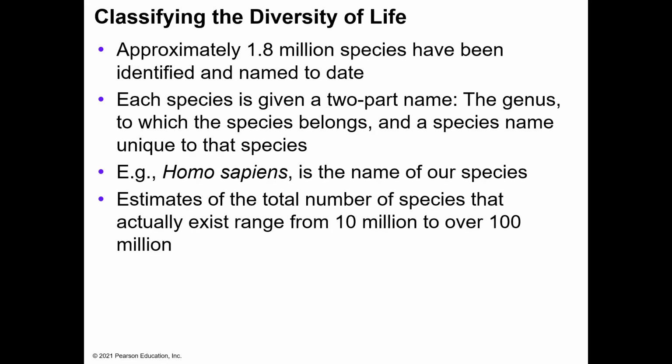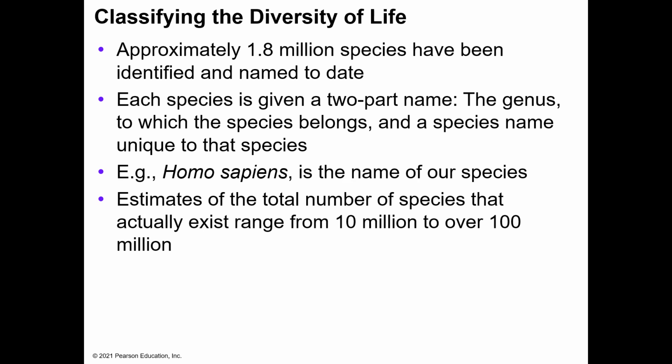So life on the planet is very diverse. Approximately 1.8 million species have been identified and named to date. I'll let you guys know around 450,000 of those are plants alone. Each species is given what we call a two-part name, just like for most of us, we have a two-part name. The genus, to which the species belongs, and then the specific species name, which is unique to that species. For example, for humans, we are Homo sapiens.